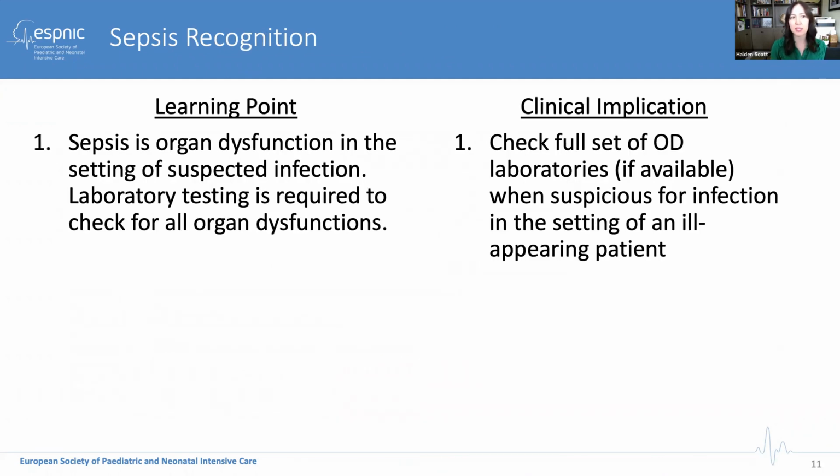So the learning point from this definition conversation is that sepsis is organ dysfunction in the setting of suspected infection, and laboratory testing is required to check for all organ dysfunctions. The clinical implication in designing systems to support sepsis care is that a full set of organ dysfunction labs must be checked when suspicious for infection in the setting of an ill-appearing patient.